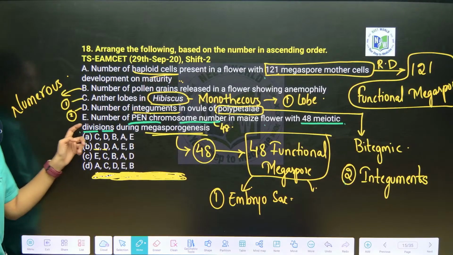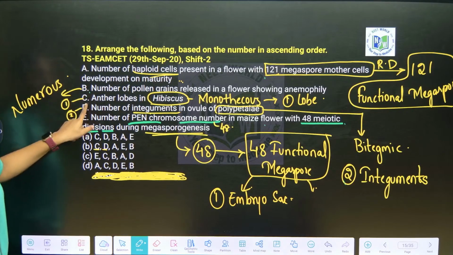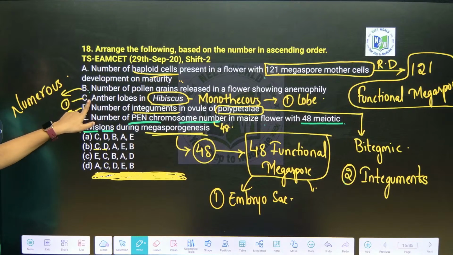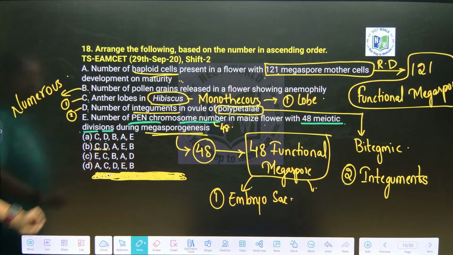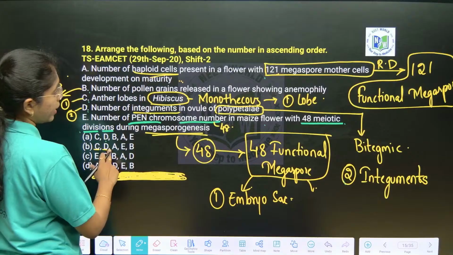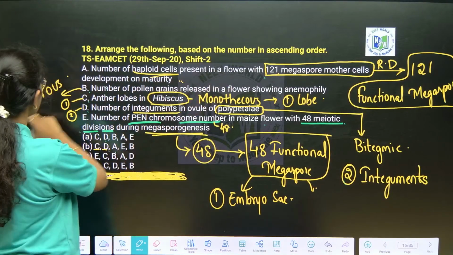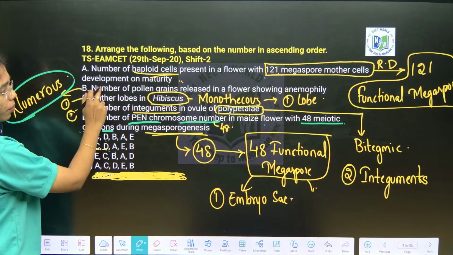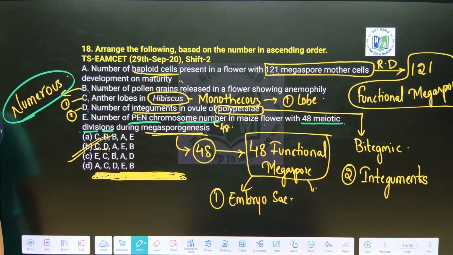Yeah, so first it is C, which has only 1 theca or 1 lobe, followed by D, which is polypetalae and is having 2 integuments. Okay, so it is C, D and then A followed by E and B, which has numerous or infinite pollen grains. So, here the right option will be option B. Any doubt here from this question, ma? Any doubt here from this question?